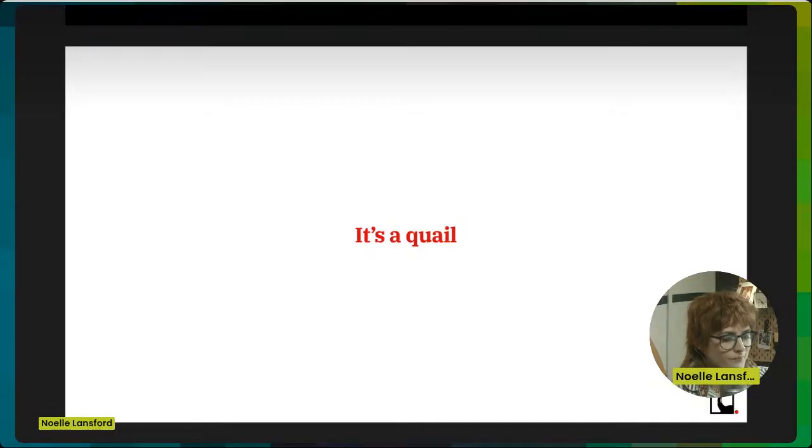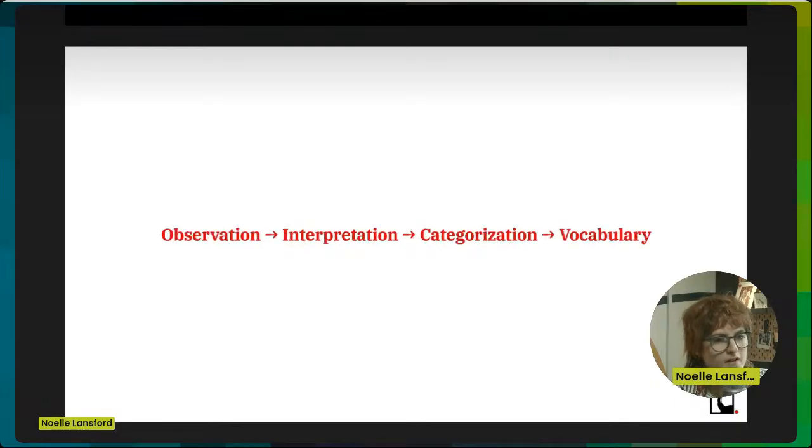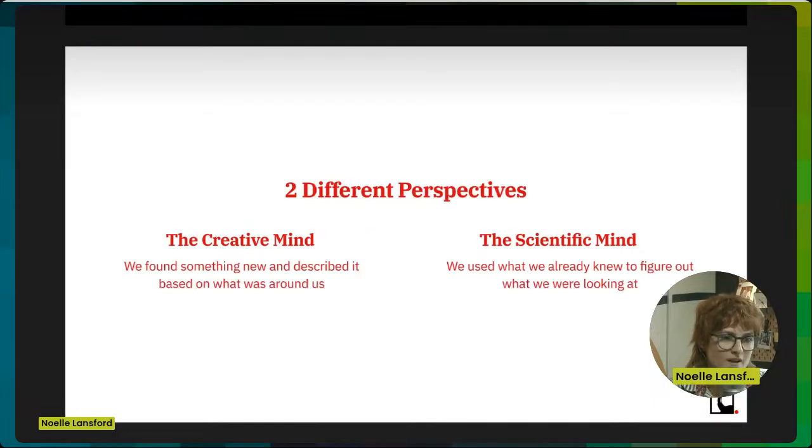Okay, well, we've identified a button dove, we've identified a button quail, and we've gone through a process both times. So they were the same process, but taken from two different angles. The process that we went through is we observed something, we interpreted what that thing was, we categorized it, and we created a new vocabulary around it. But like I mentioned, we did this in two different perspectives. The first one, the I Spy model, was the creative mind. We found something new in our immediate surroundings, and we described it based on what was around us. The scientific mind used what we already knew to figure out what we're looking at.